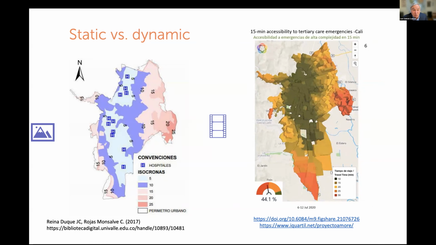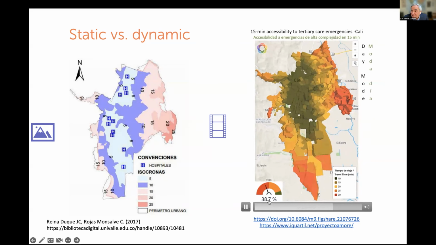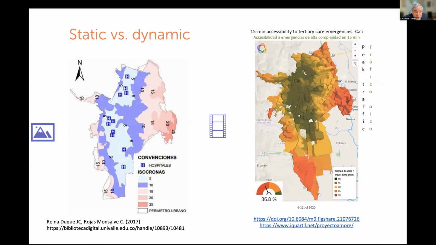And 8 in Cali is the mode, because it's a very busy city. And look what happened here. You see, just a third of the population, or about 40% of the population, is making it to the services within 15 minutes. So this completely changed, and they don't look alike at all now.